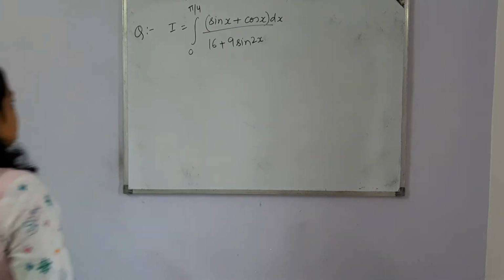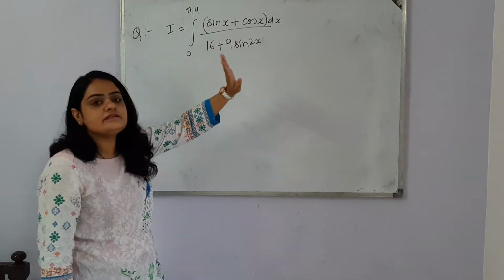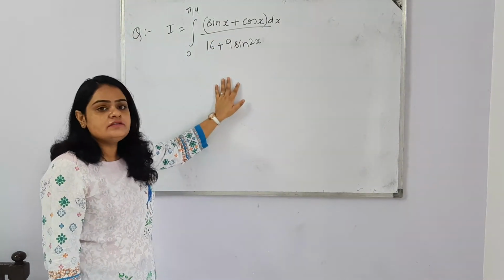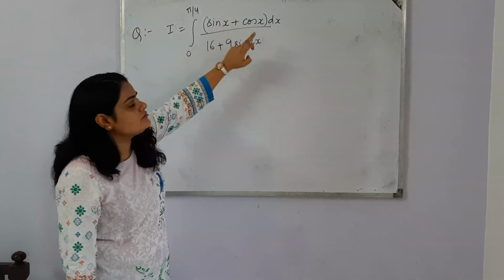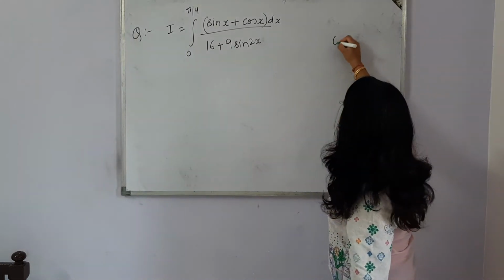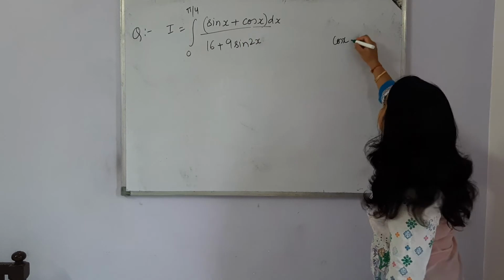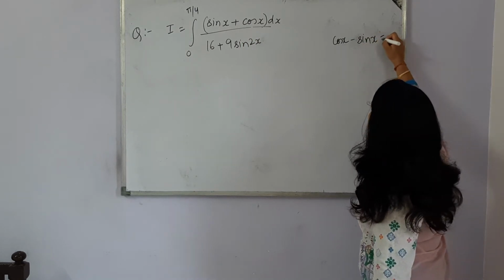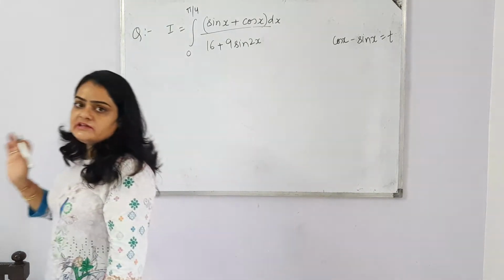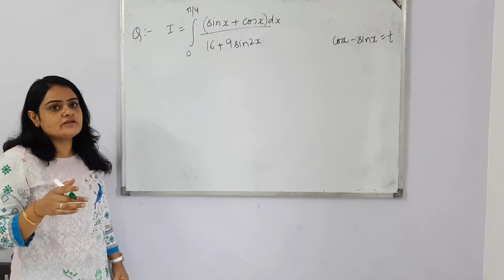Now the next question is integral of sin x plus cos x whole upon 16 plus 9 sin 2x, and the limits are 0 to pi by 4. Of course the derivative is available, sin x plus cos x. Sin x is the derivative of minus cos x, and cos x is the derivative of sin x. So we need to substitute cos x minus sin x equals t. Now it is totally clear that we need to substitute cos x minus sin x equals t.